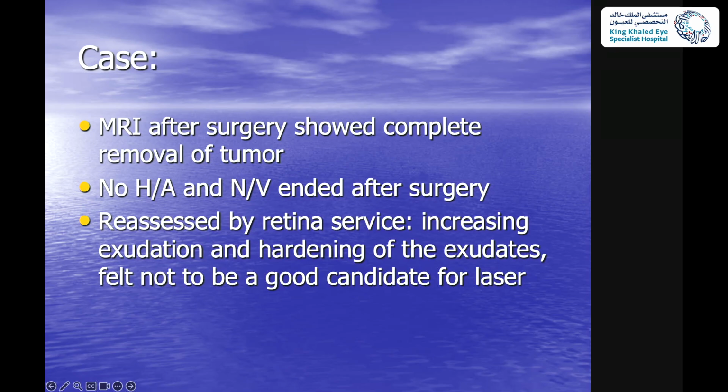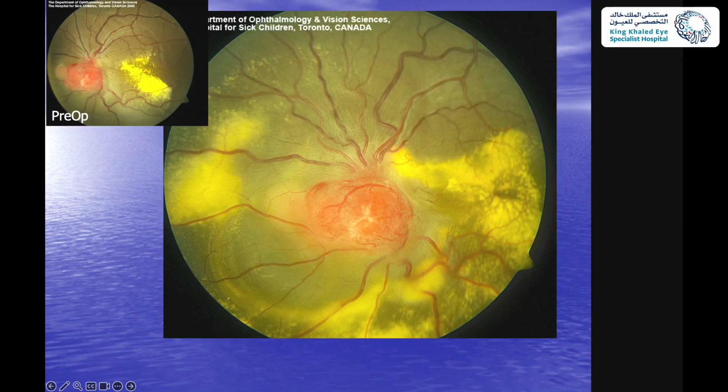And then she was reassessed by the retinal service and found that the exudations had actually increased, with some hardening of the collections of the exudate at the macula. But because of the location at the optic nerve, it was considered that she is not a good candidate for laser. So this is, just as a reminder, the preoperative, pre-neurosurgery angiogram showing the exudate and the hemangioma.